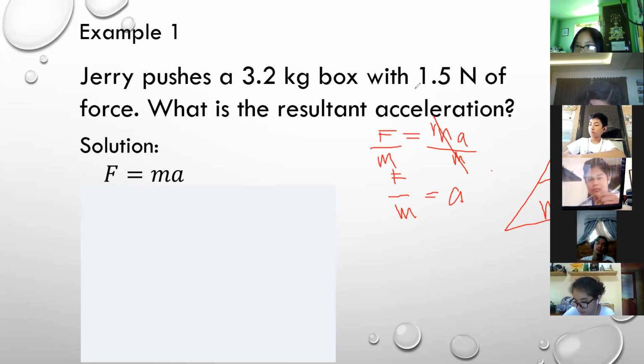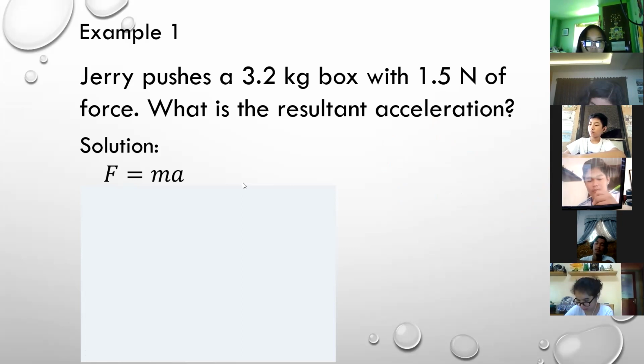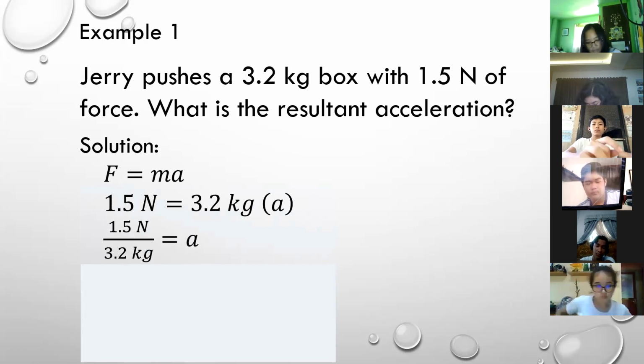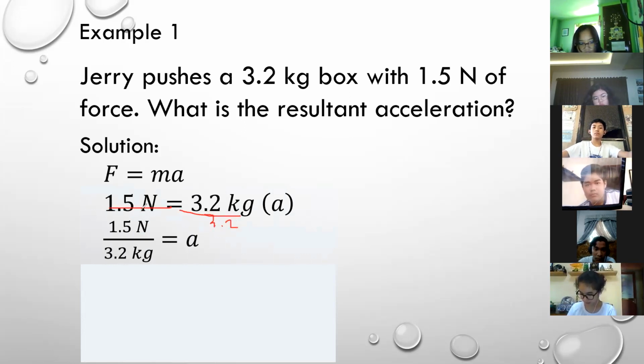Okay, so let's have that cleared. In this solution, the force, which is 1.5 newtons, and the mass, which is 3.2 kilograms, are already substituted in the formula. So we have here 1.5 equals 3.2 times acceleration. And then the 3.2 kilograms was divided to both sides of the equation. Divide by 3.2, divide by 3.2. So cancel 3.2, leaving the expression 1.5 over 3.2. And I think you are very much familiar with mathematical solutions, no?